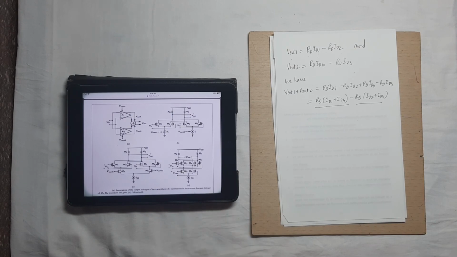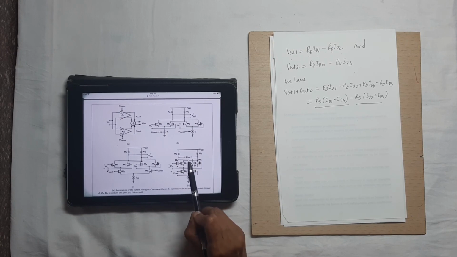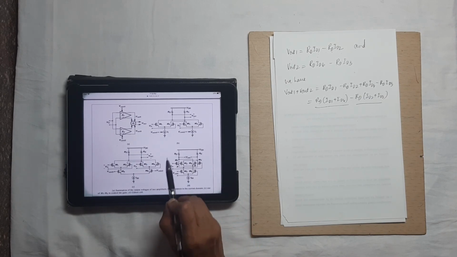Now what about this circuit? Can you analyze it? It is just a rearrangement of the circuit. This circuit and this circuit are both the same. It is just a rearrangement of the transistors. All the connections are the same, and from these two points we have the output voltage. And this final circuit is known as the Gilbert cell.